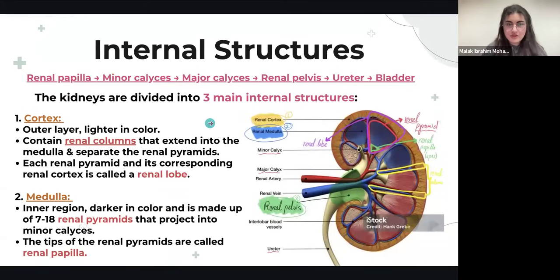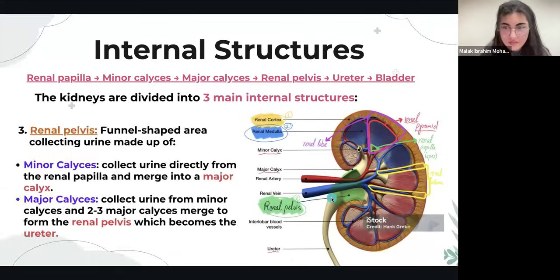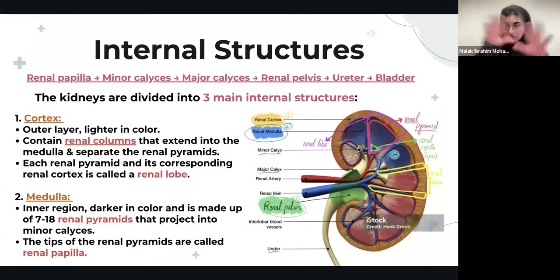Okay, now the internal structures of the kidney. Technically, the kidneys are divided into three main internal structures. You have the cortex. Hold on. Okay, so you have the cortex, which is the outermost layer, and then you have the medulla, which is towards the inside, over here it's towards the middle, and then you have the renal pelvis over here.